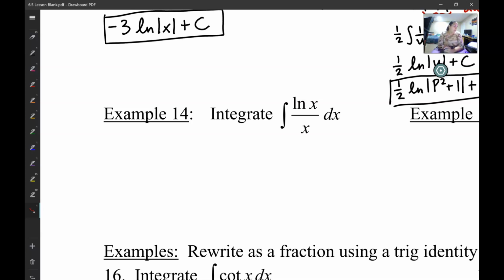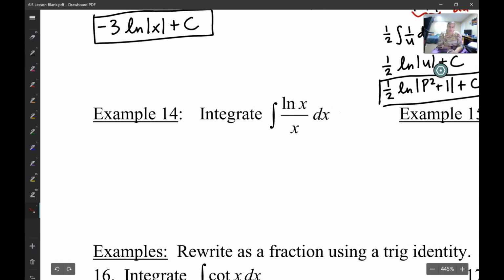Integrate absolute value of ln of x over x. This one is actually also a u substitution. It's a little bit of a weird one though. You're going to make ln of x your u. And with that hint, I want you to try this one out on your own and then come back and see how you did.